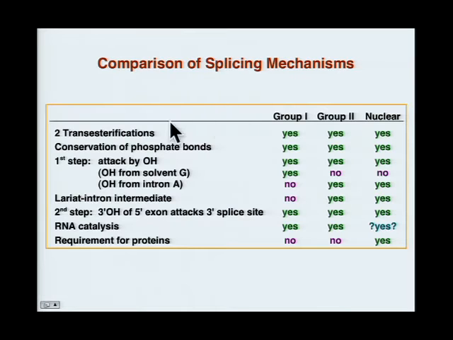So this is a summary of everything. What's different, right? In group 1, remember we had solvent provided 3' hydroxyl for that first transesterification, whereas group 2 in nuclear, we have the adenosine, the 2' hydroxyl adenosine. We only have the lariat when we're using the intron itself for the first transesterification reaction. And these two don't necessarily need proteins. This in vivo doesn't need proteins. This in vitro doesn't need proteins, but it could possibly need them in vivo, and this definitely needs proteins. These SNRPs are RNA molecules also associated with proteins.